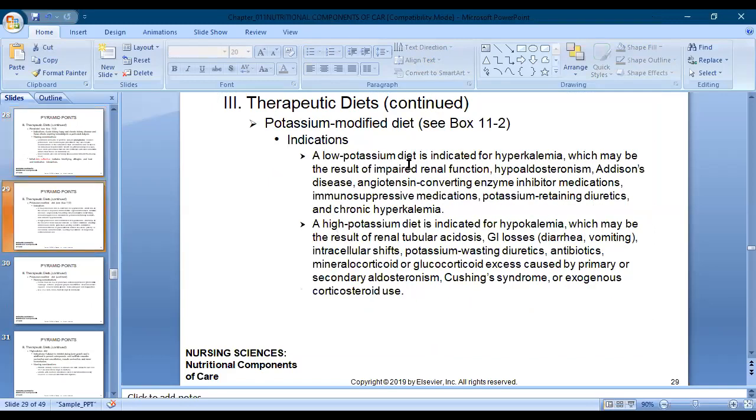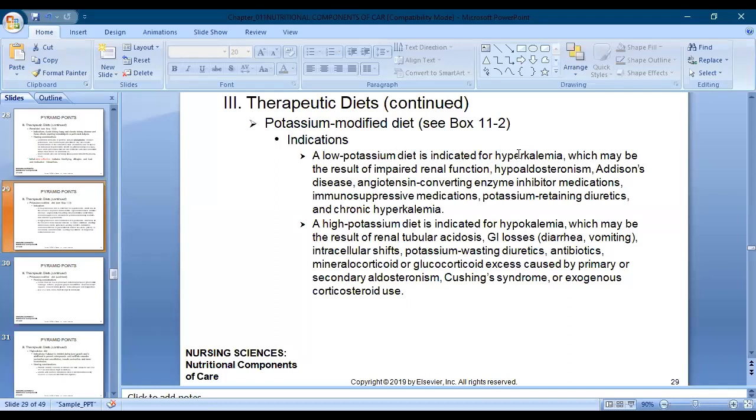Potassium modifying diet. So basic, keep it in mind, make it easy. If anybody has a problem or restriction with potassium, we have to give them a low potassium diet, right? So a low potassium diet is indicated for hyperkalemia. If anybody has hyperkalemia, like your patient taking potassium-sparing diuretics for a long time, like spironolactone, they have a chance to develop hyperkalemia.